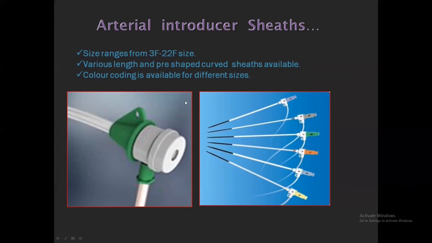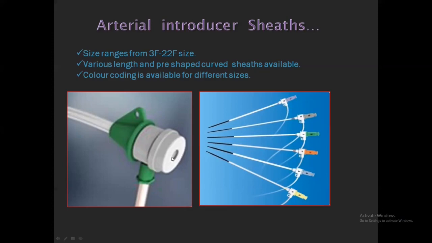3 French is 1 millimeter. So common size is 3 French to 22 French, and most commonly used size is 6 French. This is the part which is going into the artery. This is the hub which will be outside, and there will be a side port. Here you can see the side port through which we can give medicines and all.